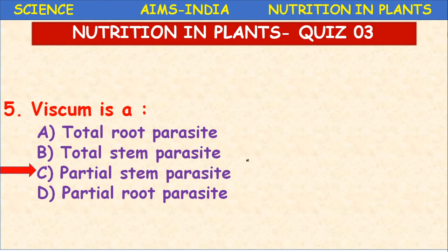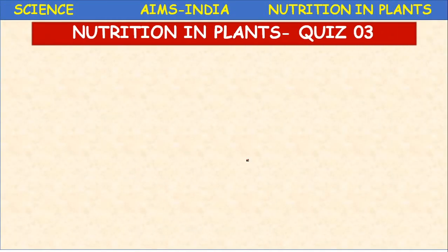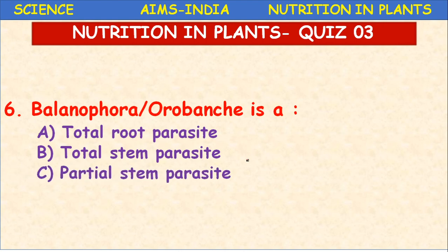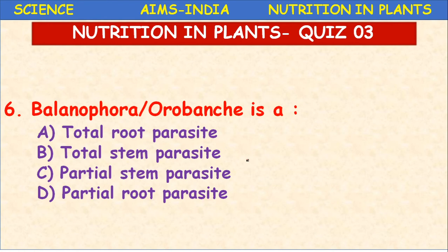Let us proceed. Next question. Balanophora, we have studied. Orobanche is a total root parasite, total stem parasite, partial stem parasite, or partial root parasite? It is a total root parasite. Just like Rafflesia, Balanophora or Orobanche is a total root parasite.